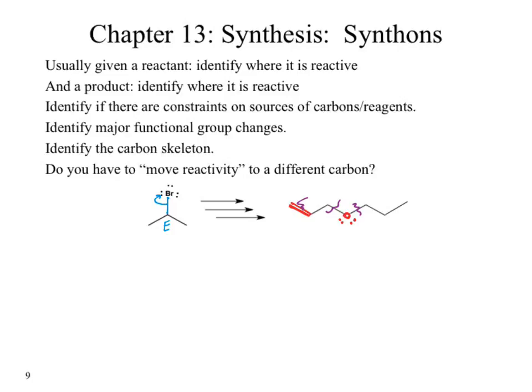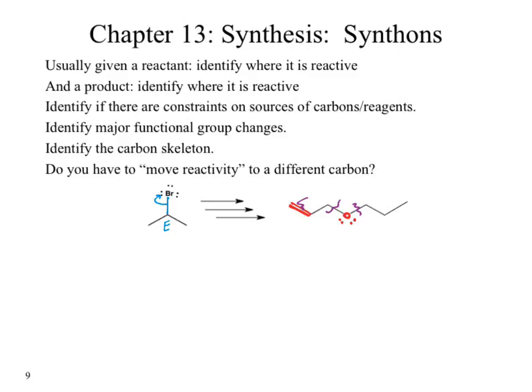Okay? And this quick question, is there any constraint put on you about anything else? The way this question is phrased. We can use anything we want. There's nothing in our direction saying you cannot use this reagent, okay, or you cannot use this source of carbons. So we don't have any extra constraints. Our major functional group changes.